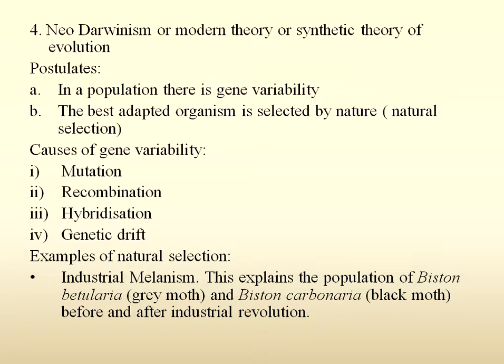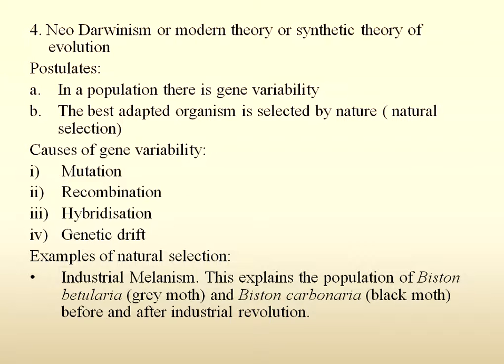Neo-Darwinism or modern theory or synthetic theory of evolution. The postulates of Neo-Darwinism are: in a population there is gene variability. The best adapted organism is selected by nature, which we refer to as natural selection. There are various reasons for gene variability, which can be mutation, recombination, hybridization, genetic drift.